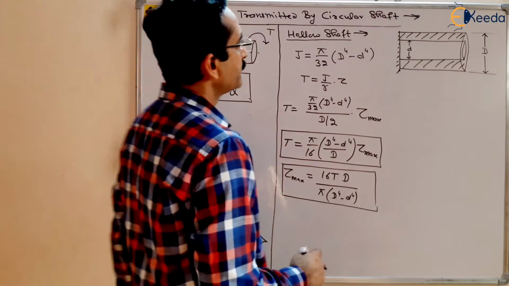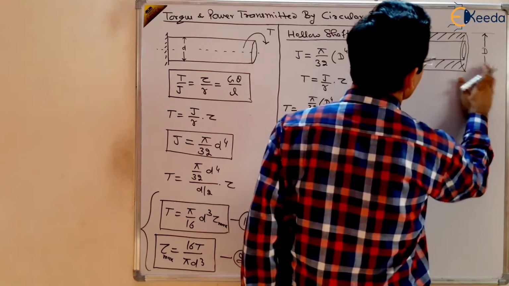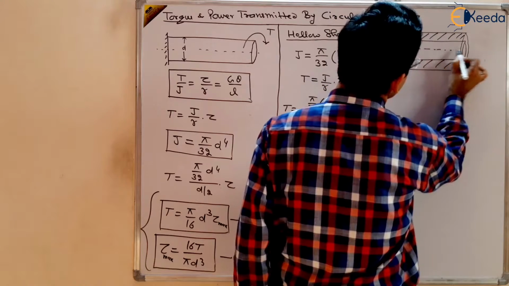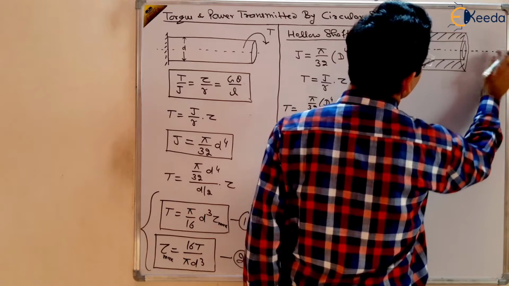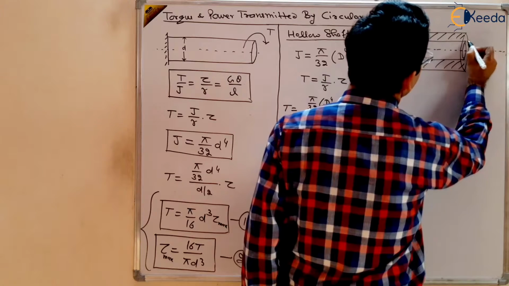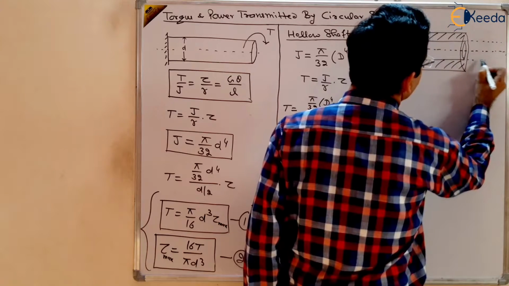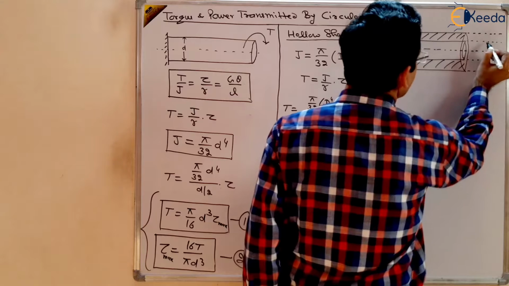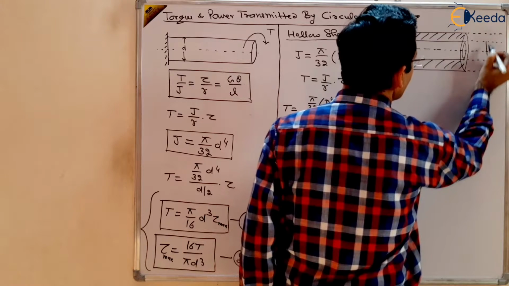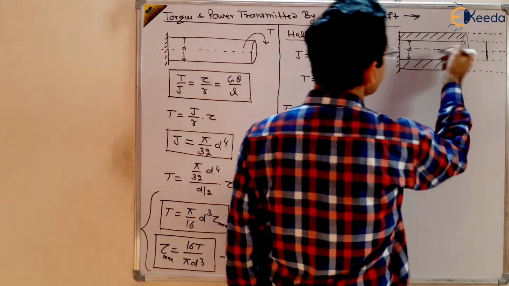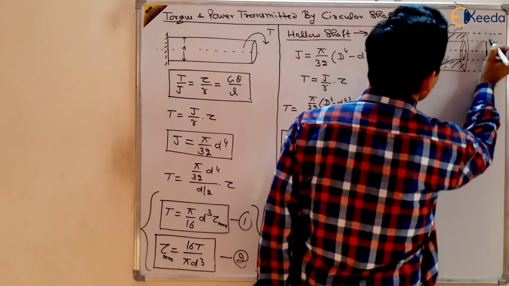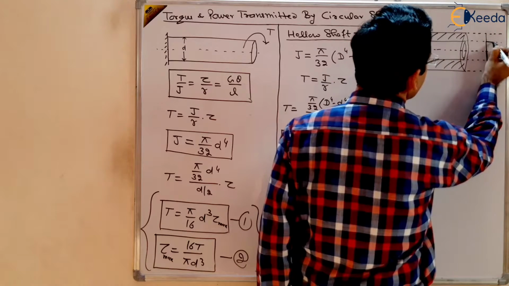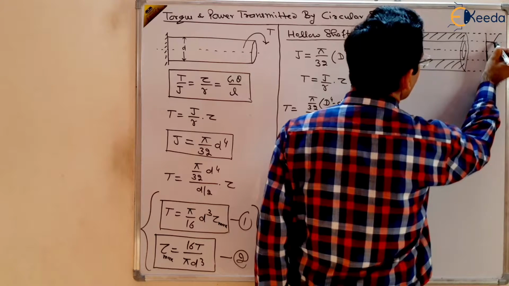So if you want to draw the shear stress diagram for a hollow shaft, how will you make it? This is hollow from inside, so there is no stress in this part. This is hollow, so there is no stress because it is free space, right? And in the outer part there will be stress developed, and it increases toward the outer periphery, right?